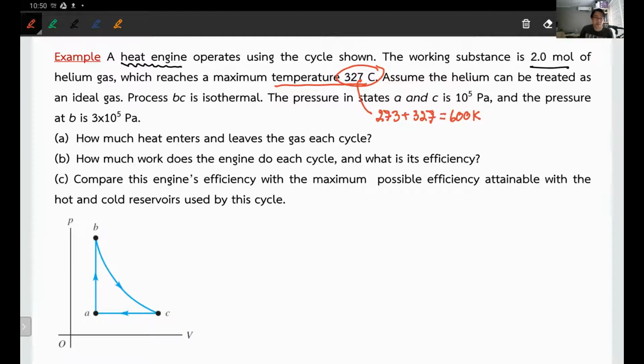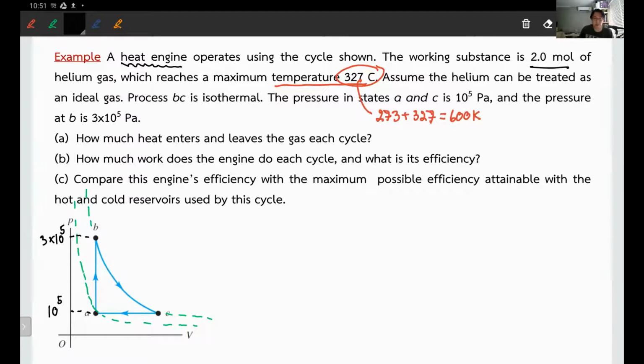All right, now the process BC is isothermal. So that's good. Every time that we see isothermal, it means it's on an isotherm. And you can imagine in your head all the time that in the PV diagram, there's always an isotherm in here. The pressure at A and at C is given to be 10 to the fifth. So let me mark that, 10 to the fifth. Very good. And the pressure at B is given to be 3 times 10 to the fifth.